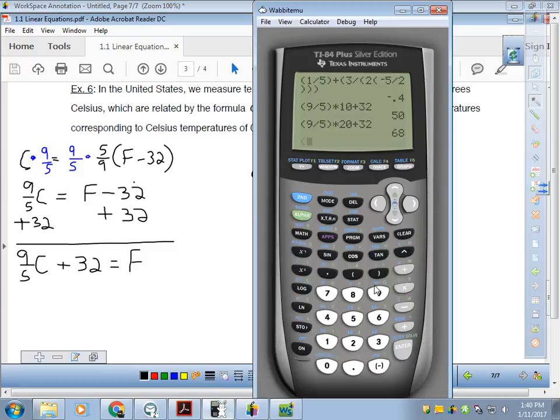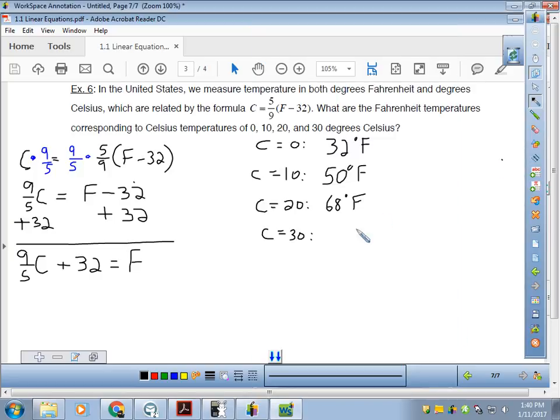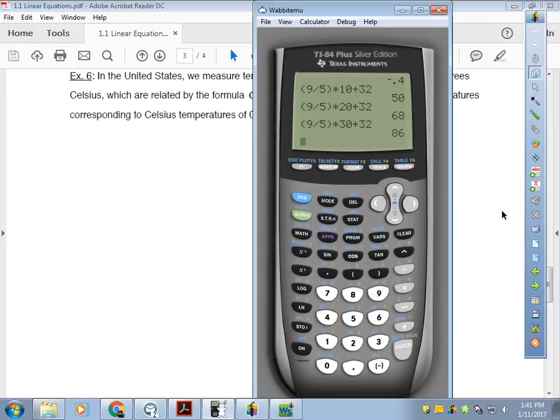So we have 9/5 times 30 plus 32, and we get 86 degrees Fahrenheit. And so those would be our answers here for this function. Okay? All right.